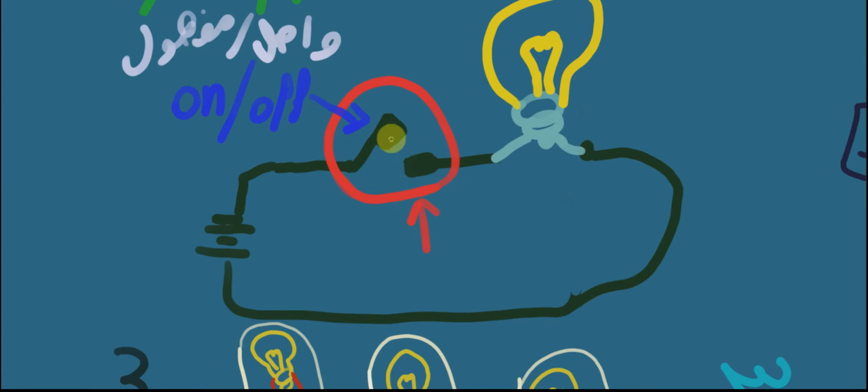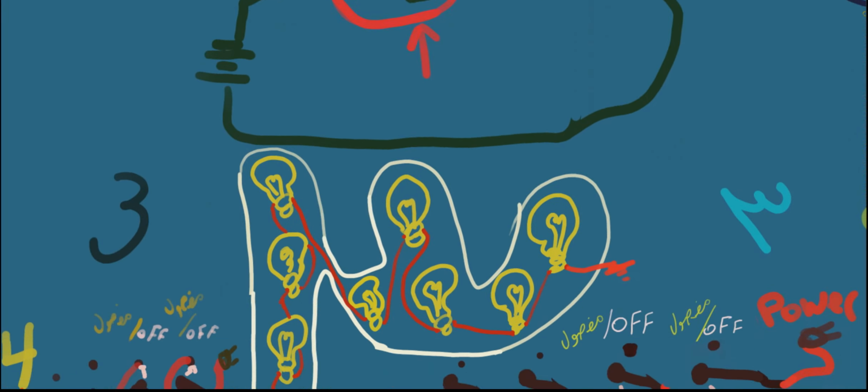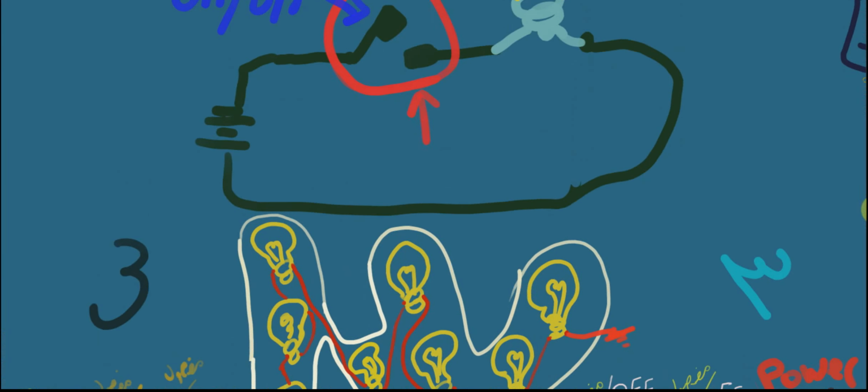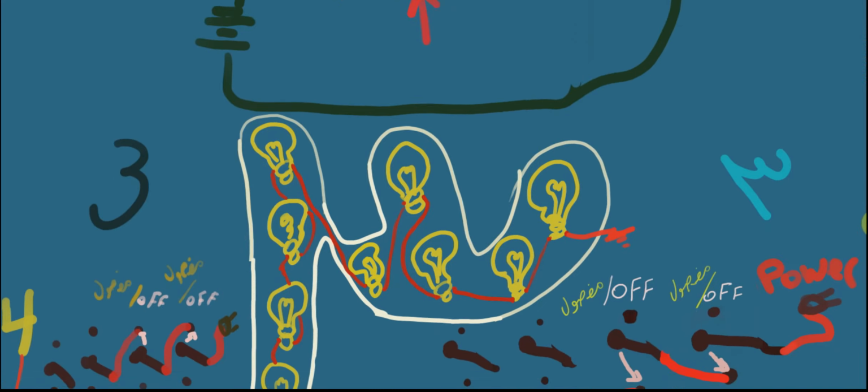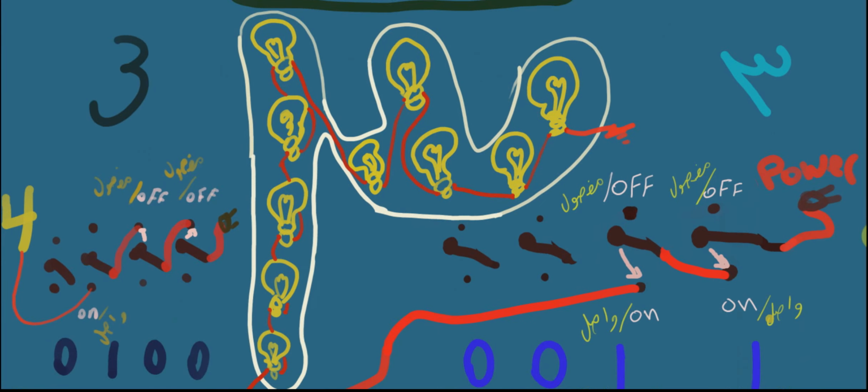فهذا القاطع له حالتين فقط، إما واصل أو مفصول. إذا أصاب هذا القاطع هذه القطعة واكتملت الدائرة يصير واصل، on، وإذا كان هذا مفتوح فهو off. الآن هذا الأساس الذي تعمل عليه الدائرة الكهربائية، وهذا هو عمل القاطع، إما أن يوصل وإما أن يطفئ.